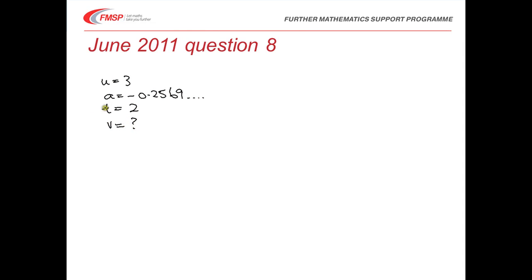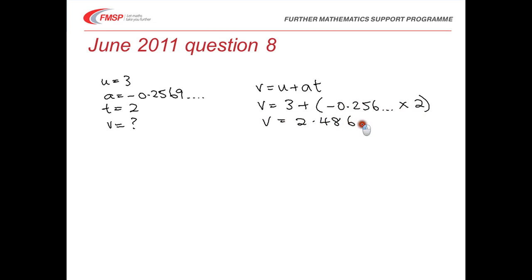So using a SUVAT equation, we can see here that V equals U plus AT will be the best. Initial speed was 3, acceleration, and 2 seconds is the time. So substituting all those values in, we get 2.486, and if we round to 3 SF again, that will be 2.49.